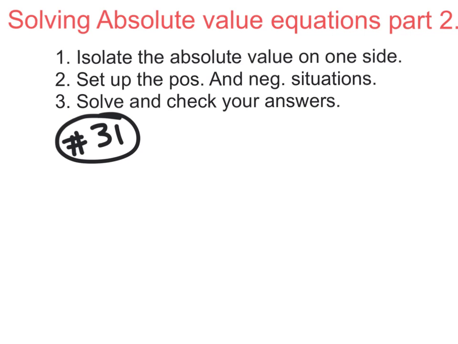Okay, this is video part 2. We already went through the steps. Step 1, to isolate the absolute value on one side. Step 2, set up the positive and negative situation. Step 3, solve and check your answers.